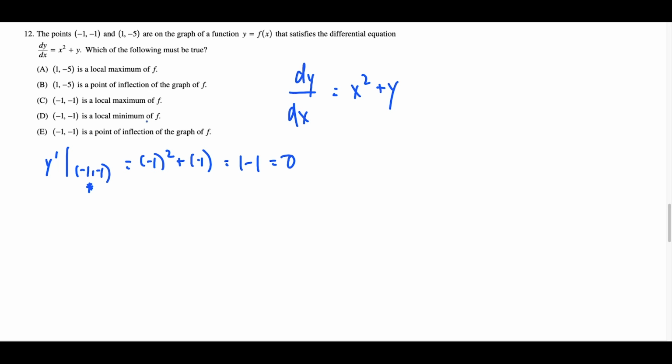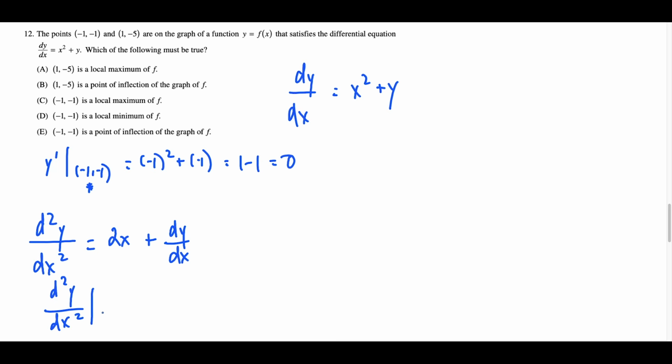When they're using language like points of inflection, local minimum, local maximum, we're going to want to use the second derivative test on -1, -1. So if we take the second derivative, d squared y over dx squared, the derivative of x squared is just 2x, plus the derivative of y is dy dx.